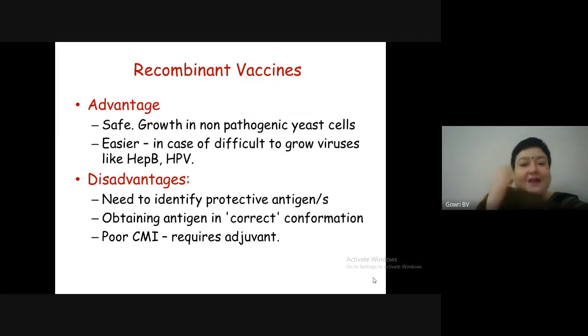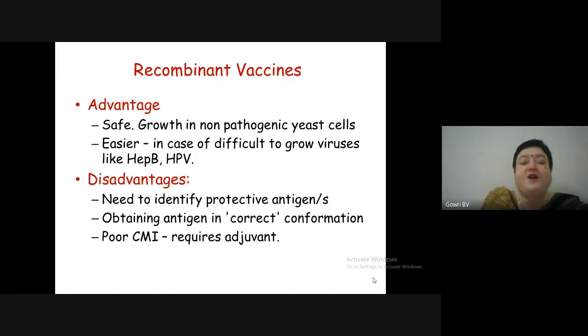So what are the advantages and disadvantages of recombinant vaccine? Everything will have an advantage and disadvantage. So the advantage of recombinant vaccine is that they are safe because we grow the organism's antigen in a non-pathogenic yeast strain. So they are safe, they ensure safety. Number two is it is easier for production.